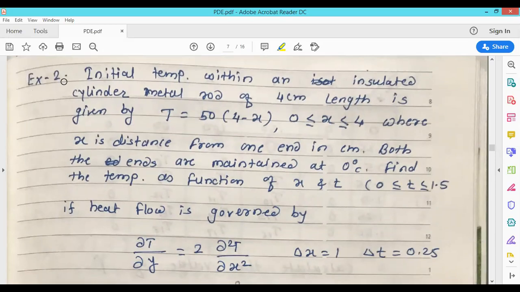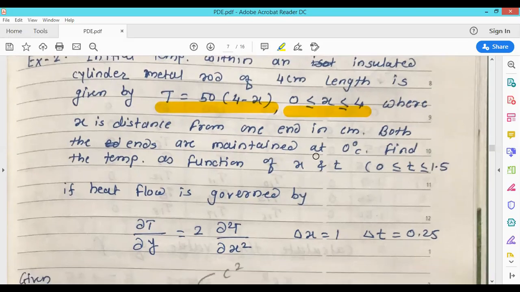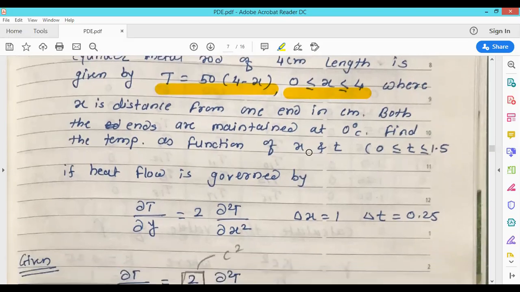In the second example, they are giving that the temperature is an isolated cylinder metal rod having 4 centimeter length, which is given by this function in terms of t: 30 into 4 minus x, which starts from 0 to 4, where x is the distance from one end in centimeter. Both ends are maintained at 0 degrees Celsius. Find the temperature function xt. So this is the value of t.